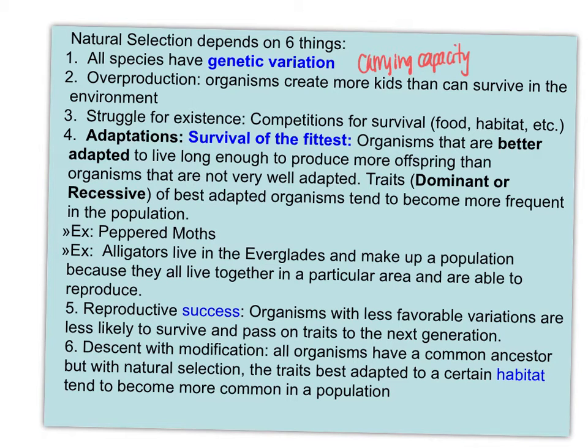The fourth thing is adaptations. Natural selection depends on having adaptations. Survival of the fittest. Organisms have to be better adapted in order for us to say natural selection occurred. So you're going to see those better, more fit adaptations. The ones that are more fit are going to reproduce and pass on those traits. The ones that are less fit are not going to reproduce. They're going to die before they get a chance to reproduce.